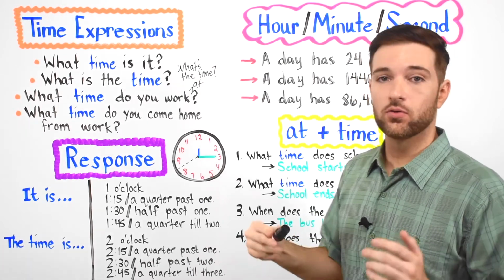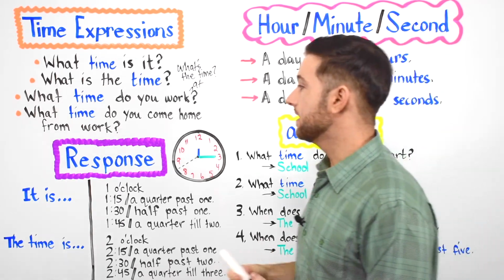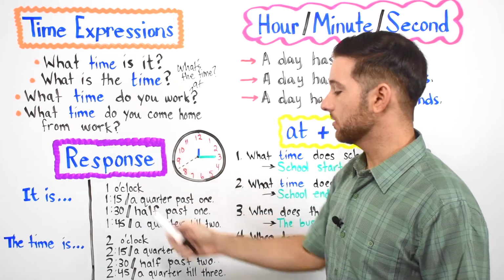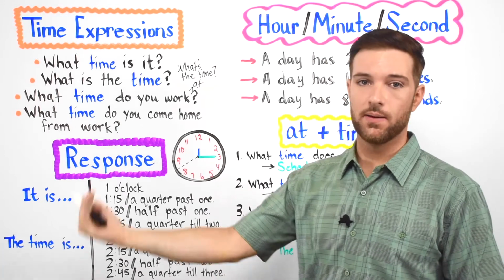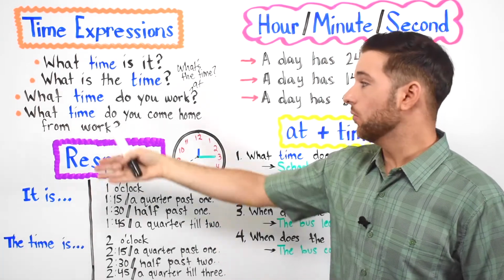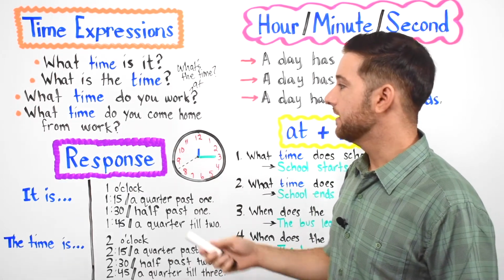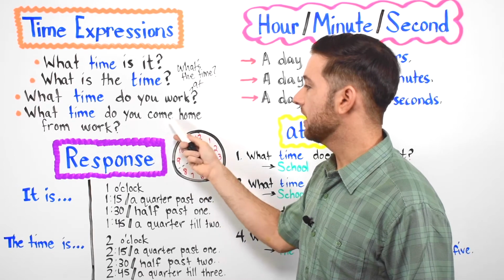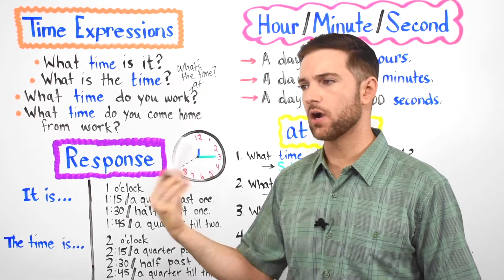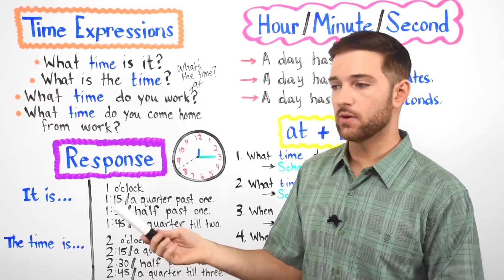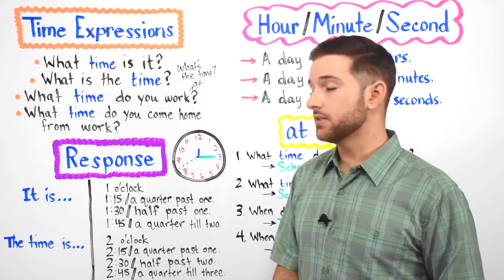Or for example, if you want to know what time somebody comes home from work, you can say, "What time do you come home from work?" Like, what time do you come to your house from work? And notice that here we have the verb to come home. You go to your house from somewhere else. You were at work, so you come home. You went to a restaurant, but you come home. To come home.